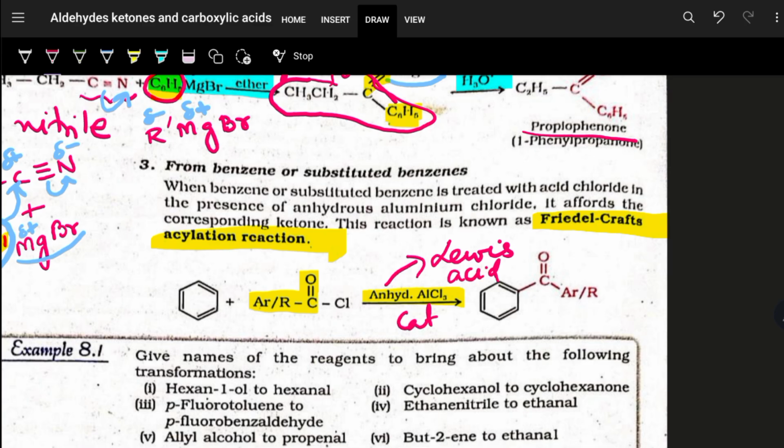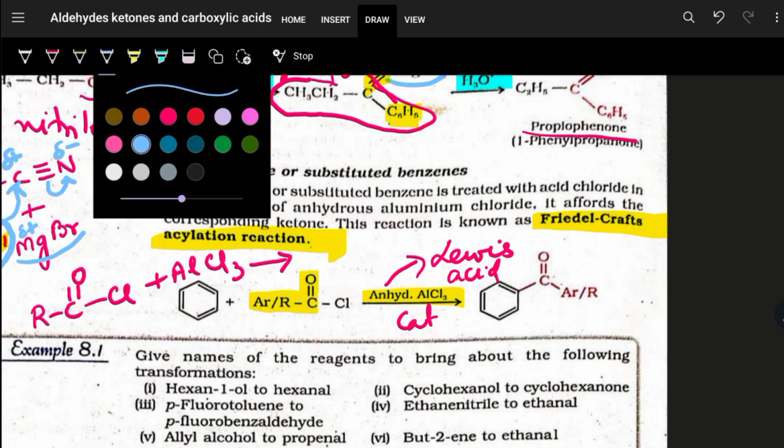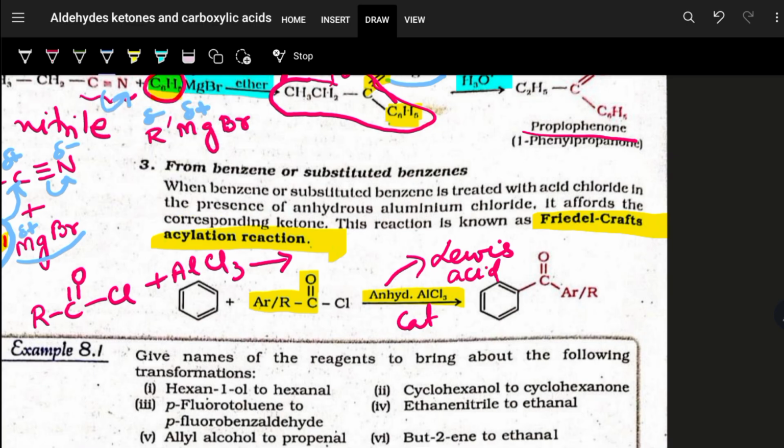Okay, so what is happening? See, if I say R-C double bonded O-Cl reacts with Lewis acid catalyst AlCl3, what happens is aluminium in aluminium chloride is having less than octet configuration. So since it is having less than octet configuration, it can take the electron pair towards itself, and so you get RCO positive, an electrophile, plus AlCl4 minus.